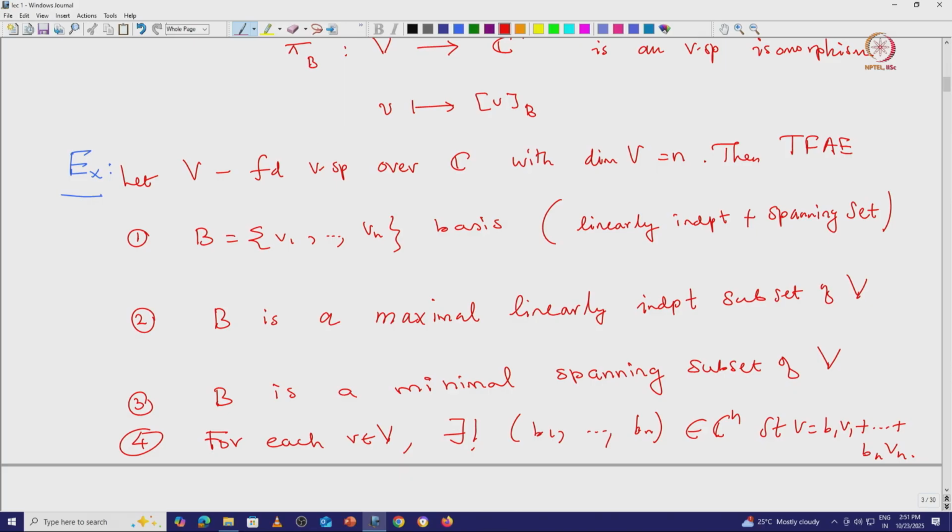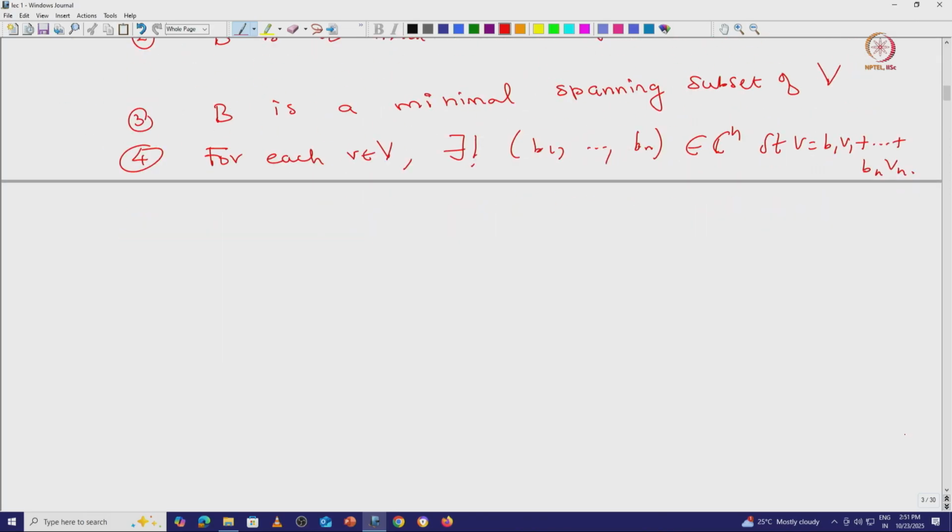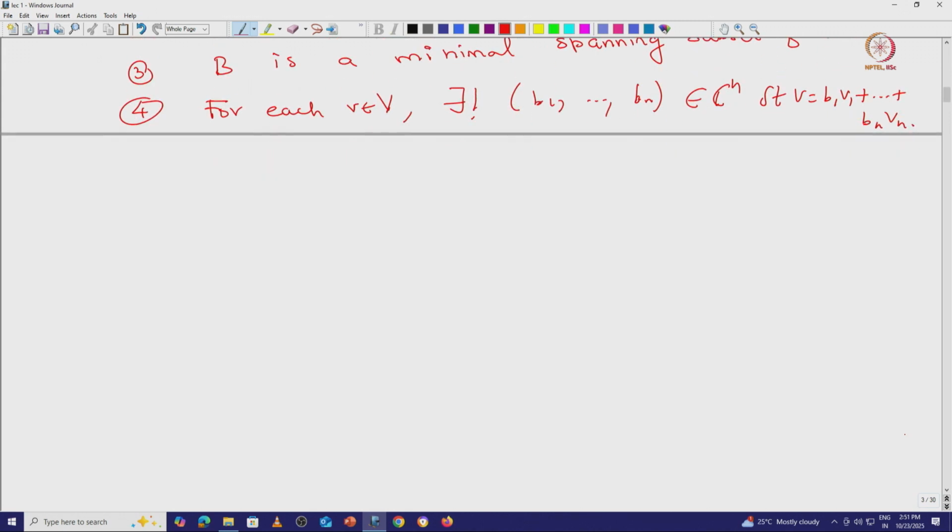Now let us talk about the matrix of a linear map with respect to some basis. Since we want to consider a general linear transformation, we actually take two different vector spaces.